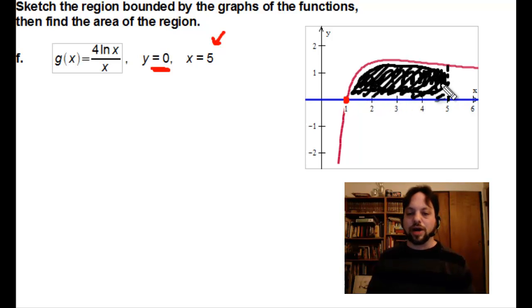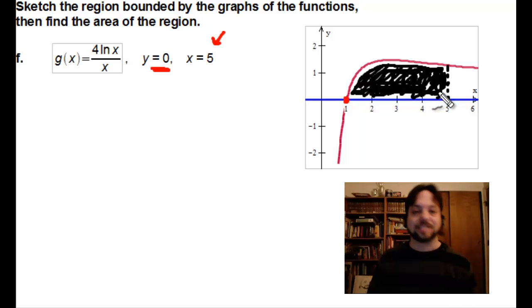But that's all good. We know how to find areas of regions now simply by finding the integral of the greater function minus the lesser function. So let's go ahead and set this integral up. Setting it up is not going to be a large chore. We're simply going to go from 1 to 5 as specified both by the graph and by the problem itself, from 1 to 5.